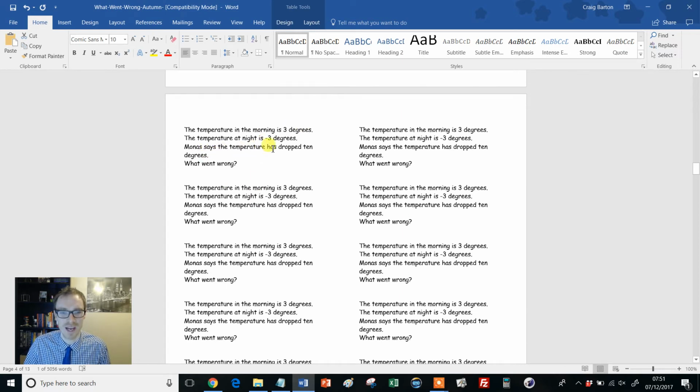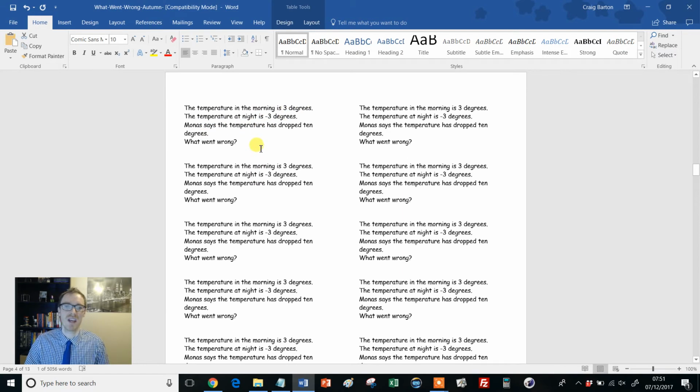Then we get some negative numbers. This is a good one. Temperature in the morning is 3 degrees. Temperature at night is -3. Mona says the temperature has dropped by 10 degrees. What went wrong? So notice what it is here.